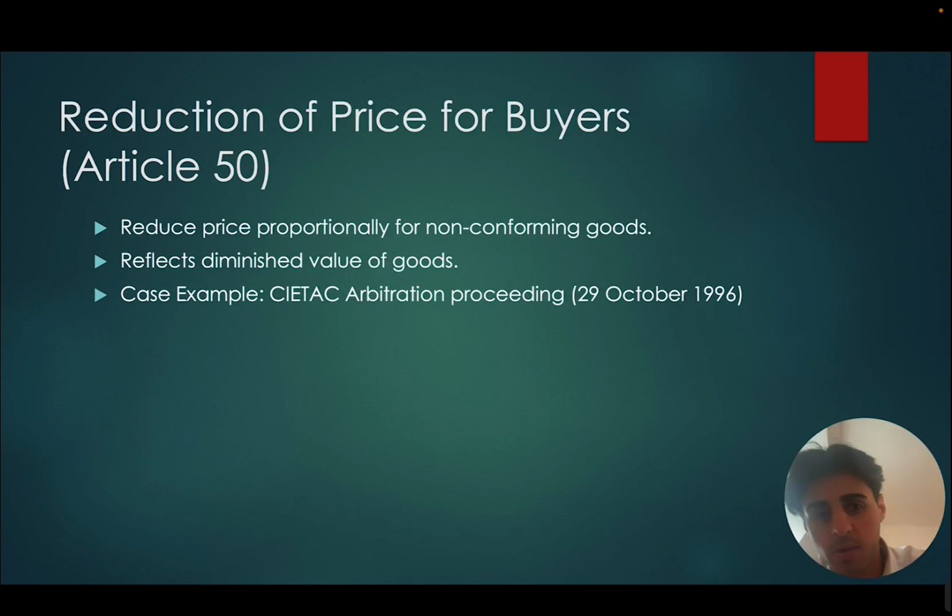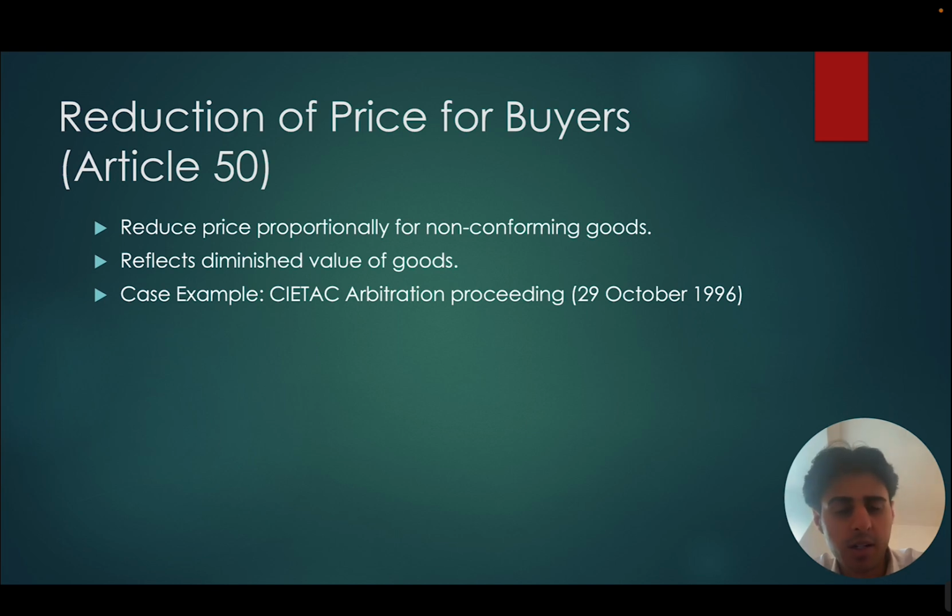As we progress, we can move on to Article 50, which is the reduction of price for buyers. Article 50 enables buyers to reduce the price of goods proportionally if the delivered goods do not conform to the contract. This means the buyer can adjust the price to reflect the diminished value of the non-conforming goods, without avoiding the contract. The reduction corresponds to the difference in value between the goods as delivered and their value had they conformed to the contract. This remedy ensures that buyers are not overpaying for goods that do not meet the agreed specifications.